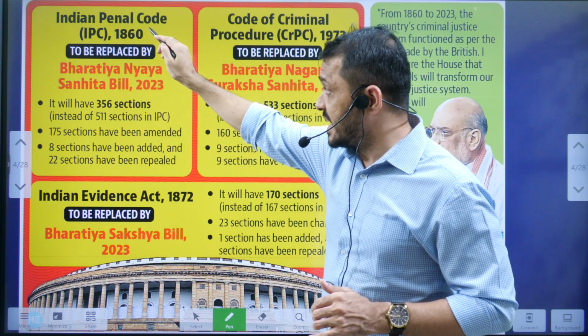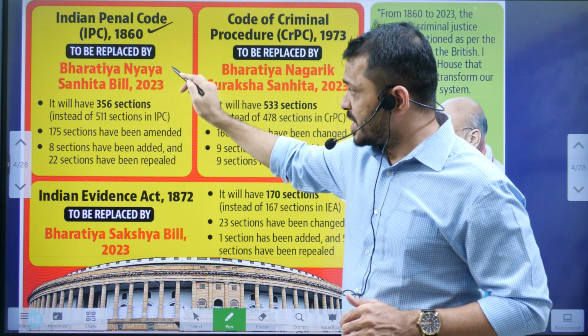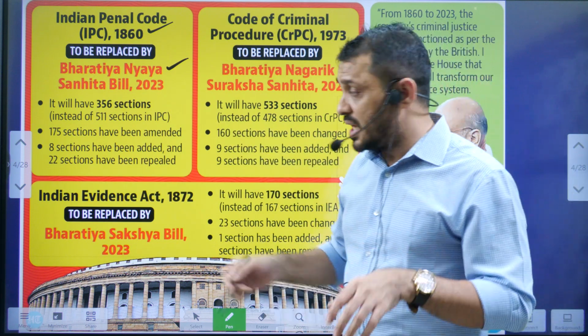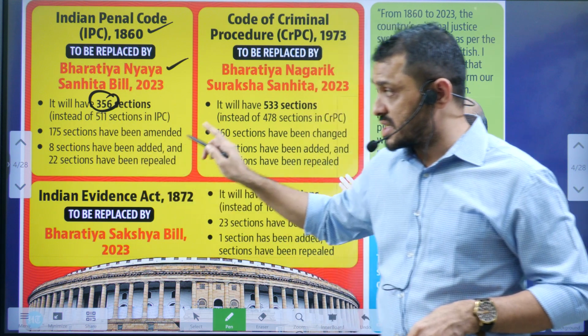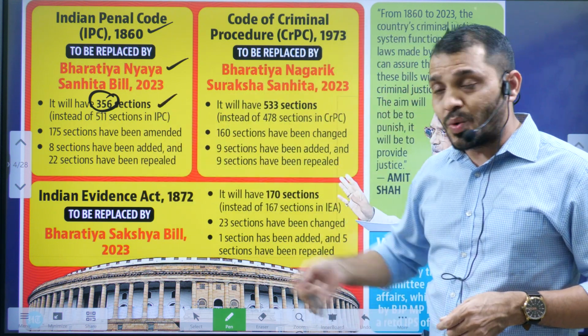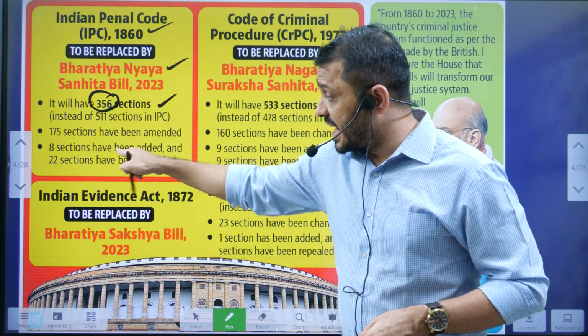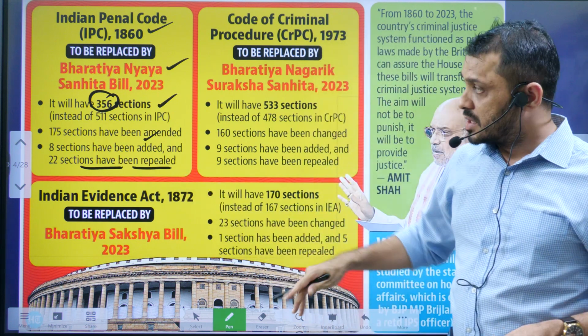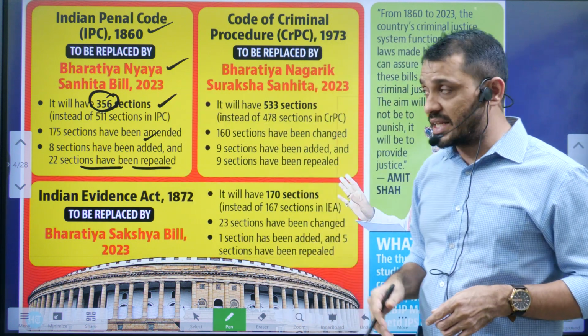It was brought in 1860. Now it is going to be replaced by the Bharatiya Nyaya Sanhita Bill 2023. The new bill has 356 sections, whereas the old one used to have 511 sections. So 175 sections have been amended, 8 sections have been added and 22 sections have been repealed. This is the summary regarding the IPC.